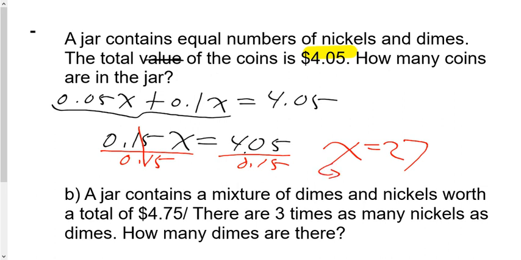Very nice. So therefore, there are 54 total coins, because there's 27 nickels and 27 dimes.